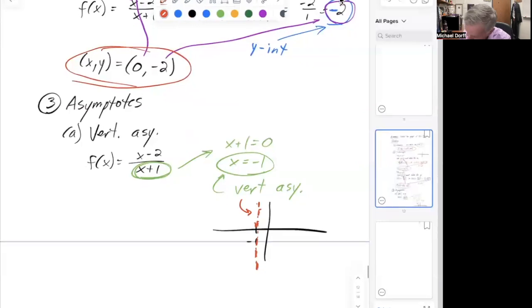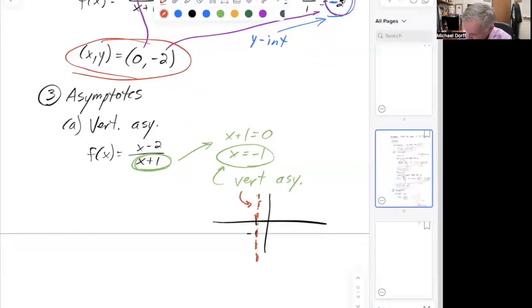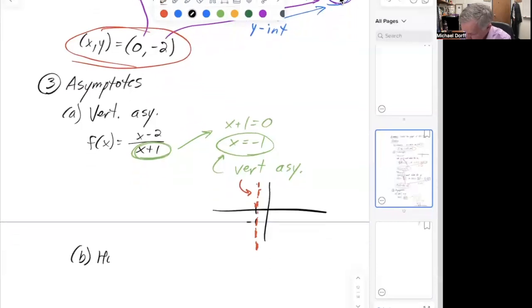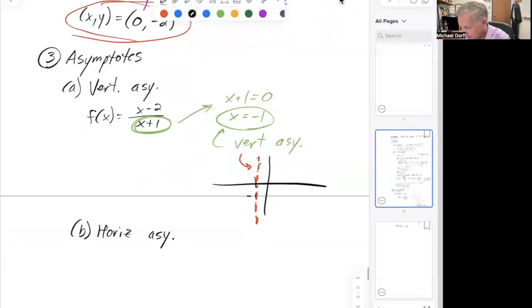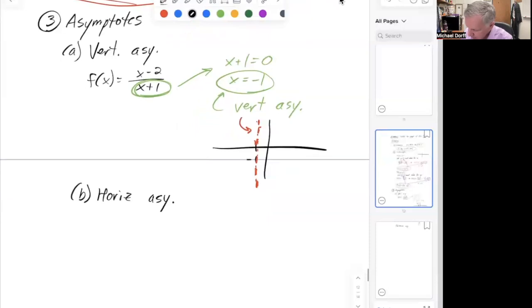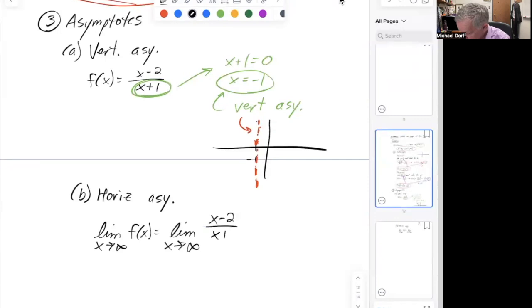Try to draw those. I think you can see that there. Okay, where do I have a horizontal asymptote? Horizontal asymptote, that's when I look at what happens when x gets really, really large, when I go very far to the right, and when x gets really far to the left. So to do that, we look at the limit as x goes to infinity of my function, f of x. So it's the limit as x goes to infinity of x minus 2 over x plus 1.